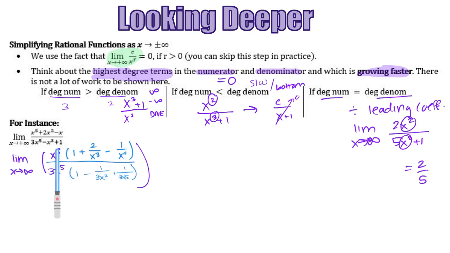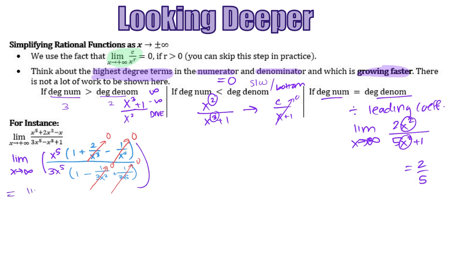So here I have factored in purple x to the 5th and 3x to the 5th out in front. If I distributed this back out in the numerator and the denominator, I would get here. So what I want you to see is as we go to infinity, the 1 isn't changing. 2 over x to the 3rd, that limit is going to 0 because the denominator is growing and the numerator is not. 1 over x to the 4th, that limit is going to 0. 1 over 3x squared, that limit is going to 0. 1 over 3x to the 5th, that limit is going to 0.